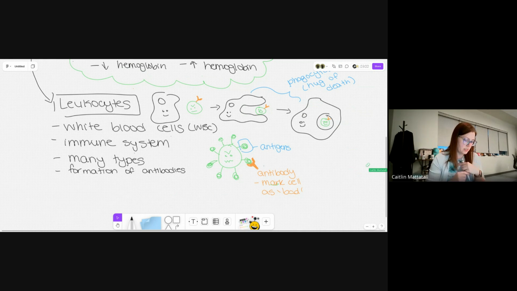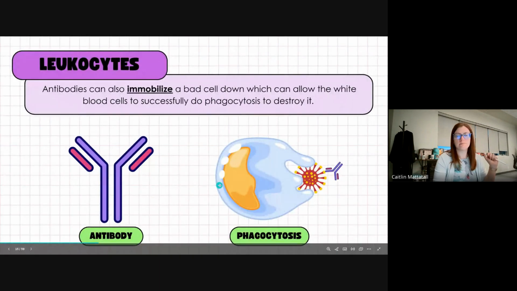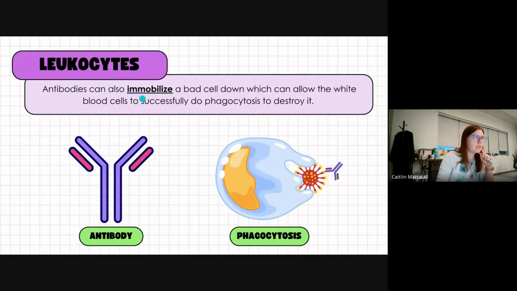So these antibodies, again, are saying this cell is bad. They're also immobilizing it, so they're kind of stopping it so that these white blood cells can attack it easier. Sorry, forgot to change my screen. So antibodies immobilize the bad cell, and then the white blood cell can come and eat it.